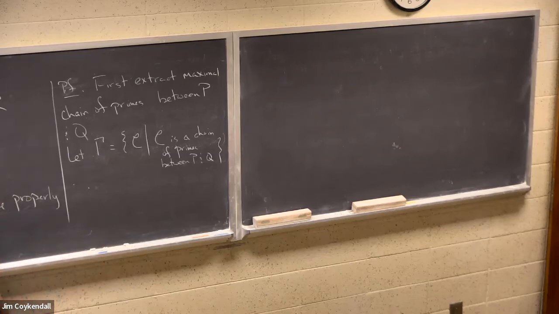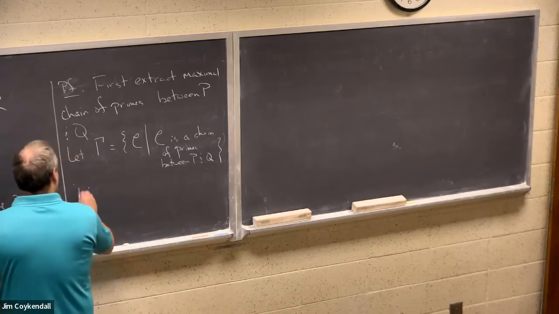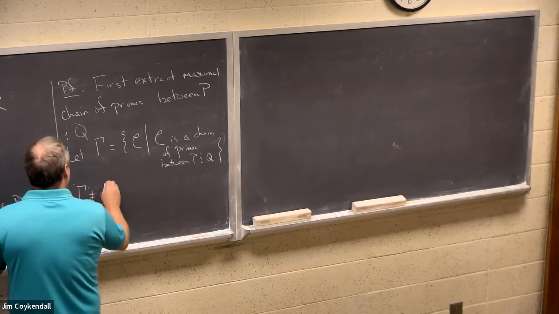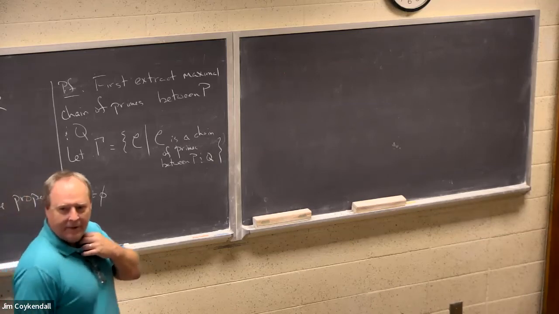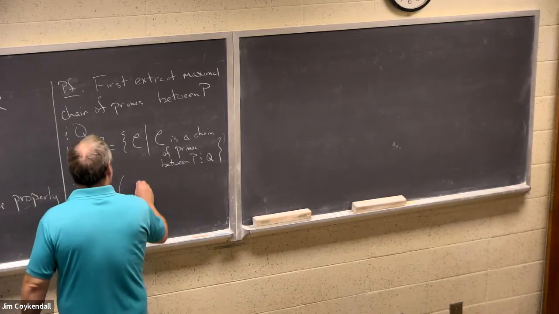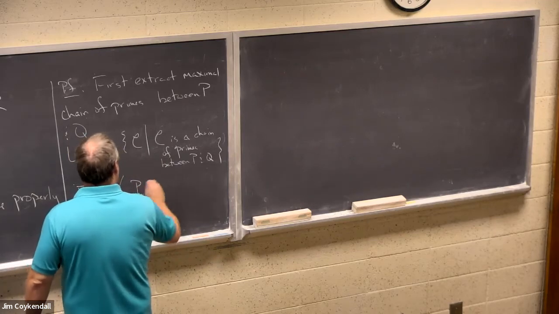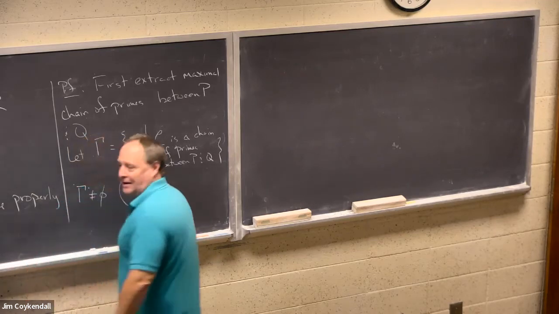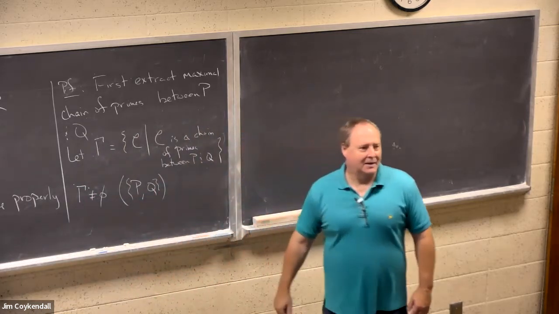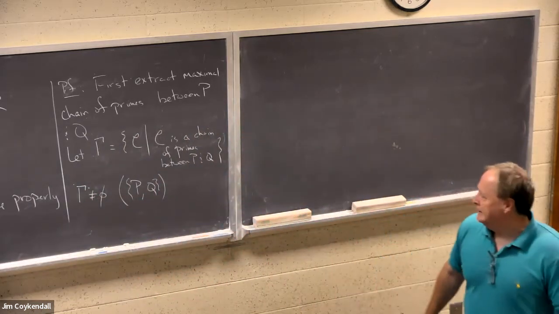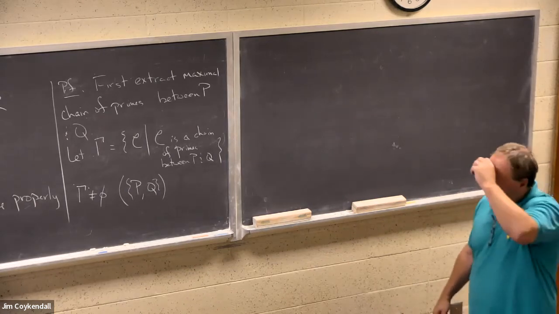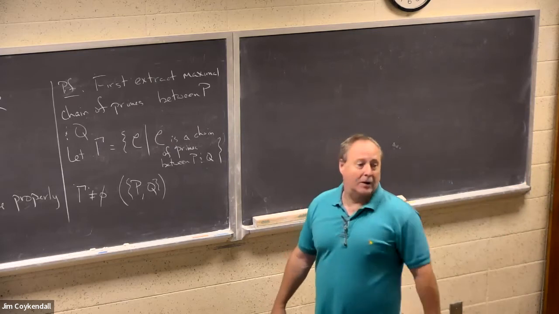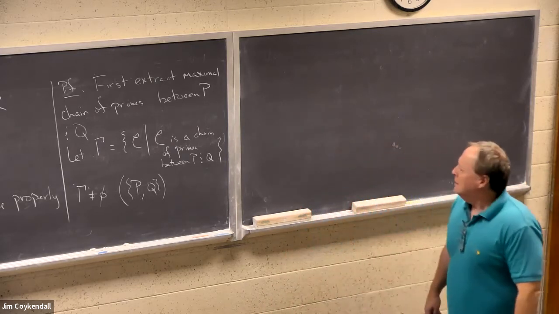This is a set, I think we can agree. Gamma is not empty. Why? There's a chain between P and Q. Remember my chain has maximal element Q and smallest element P, and this is certainly the smallest chain that I can make.